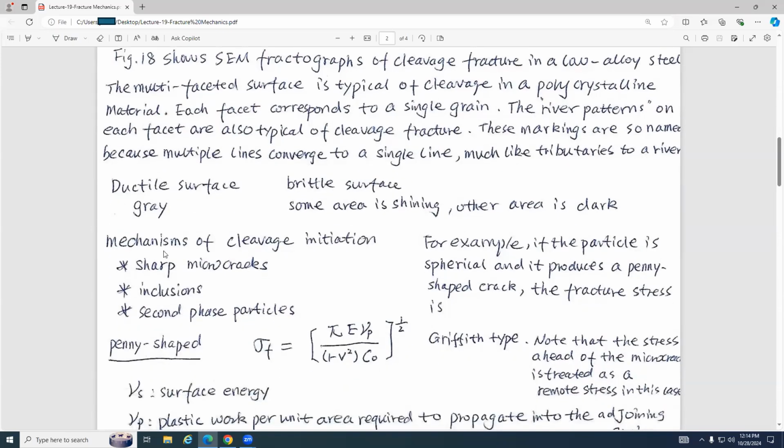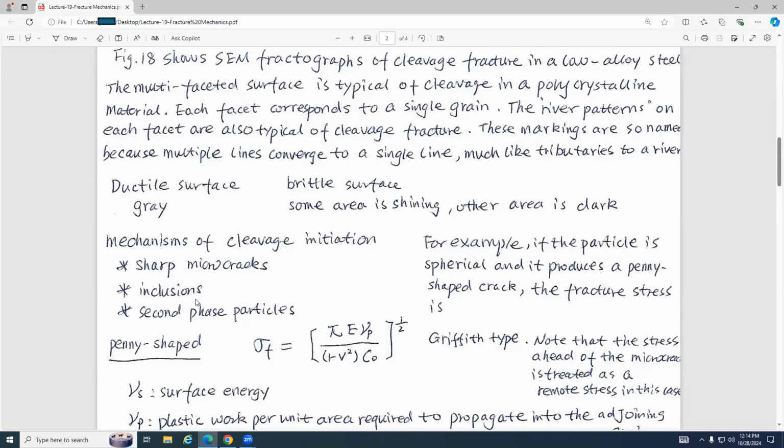So here are the mechanisms of cleavage initiation. How is the cleavage initiated? Here are three. The first one is sharp micro cracks. If there is a sharp micro crack and you apply the load, you might have a cleavage. As I said, cleavage means that there is an existing sharp crack, and then you just increase the loading, and the crack grows until the whole specimen fractures.